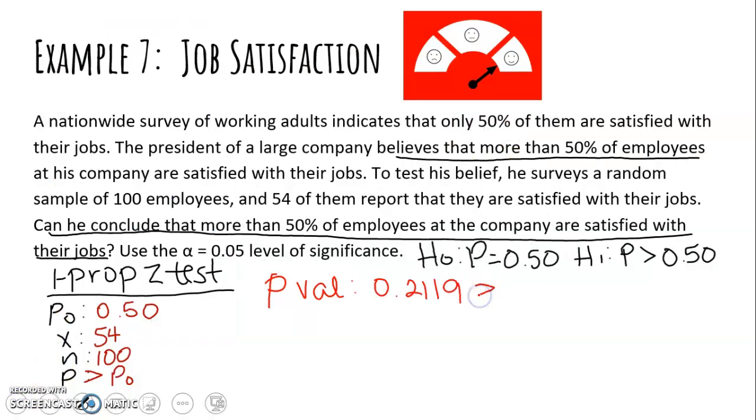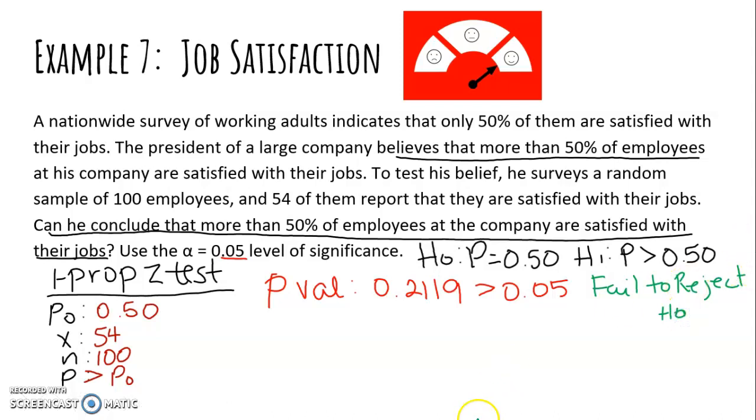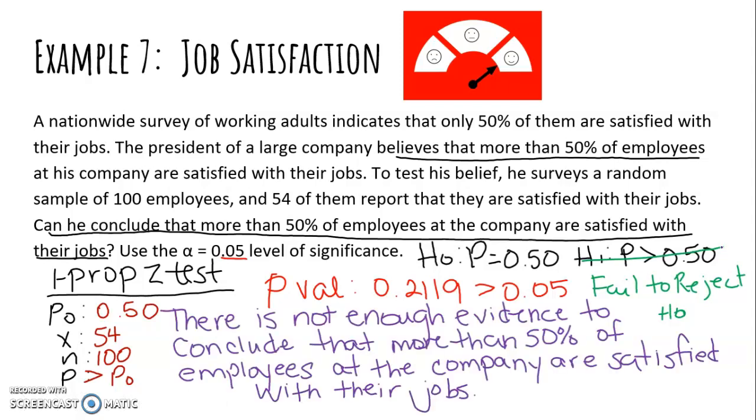And that is greater than our significance level of 0.05. So when it's greater, remember, we fail to reject the null. We can't reject the null. So we don't have enough evidence to conclude that it is greater than 0.5. So for the conclusion statement, we end up with there is not enough evidence to conclude that more than 50% of employees at the company are satisfied with their jobs.